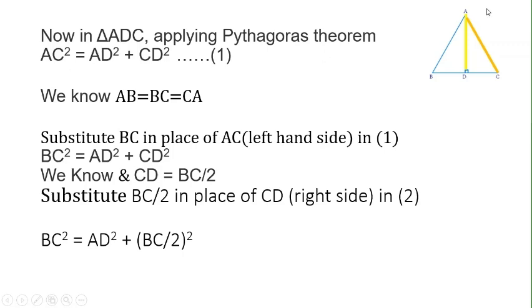But as ABC is an equilateral triangle, what do we know? We know that AB is equal to BC is equal to CA. Now we are going to replace AC with BC. As all are equal, we can replace. That is why we are replacing the AC value with BC. So after substituting the values, what do we get? BC square is equal to AD square plus CD square.